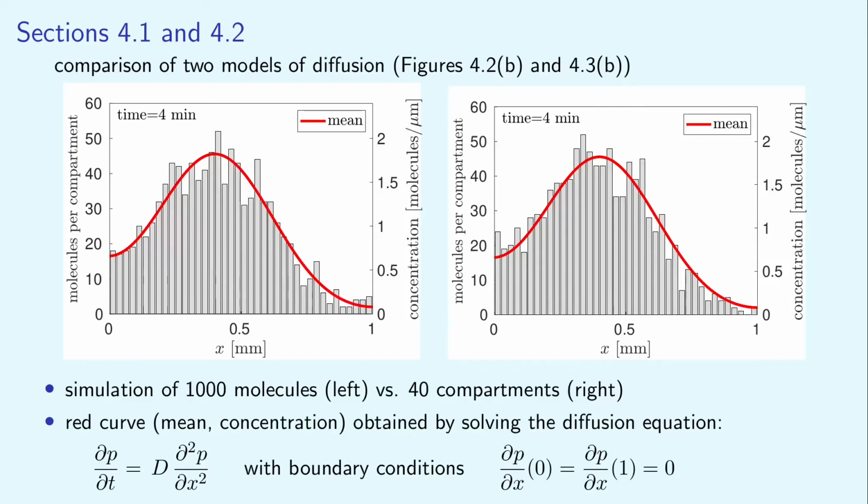Considering diffusion only, both approaches provide the same information at the level of spatial histograms. But the underlying methods are different. On the left, I simulated 1000 individual molecules, while on the right, I simulated the time evolution of 40 compartments. In each model, I am comparing the results with the red line, which is the solution of the diffusion equation with no flux boundary conditions.